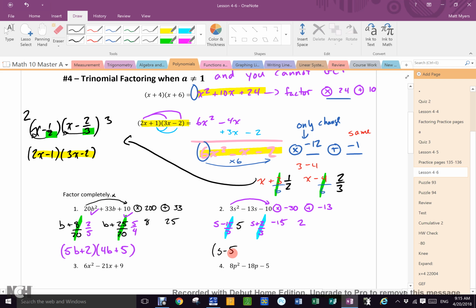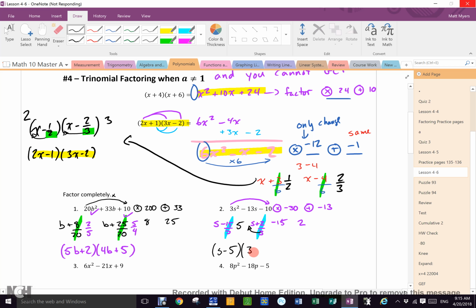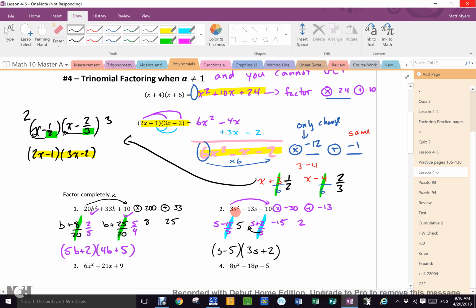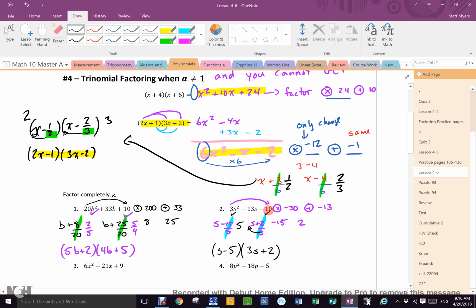So where do the denominators go? S minus 5, because there's no denominator, and 3 goes to the front: 3s plus 2. And then I check. Is s times 3s 3s squared? Yep. Is negative 5 times positive 2 negative 10? Yep. And I got it. Everybody cool?